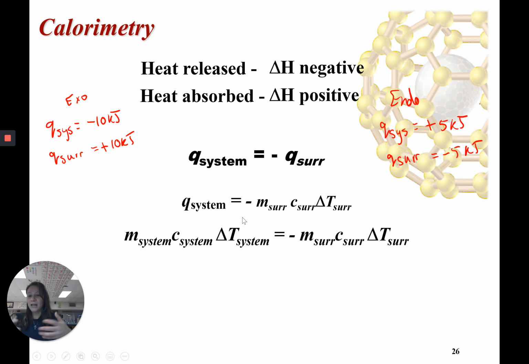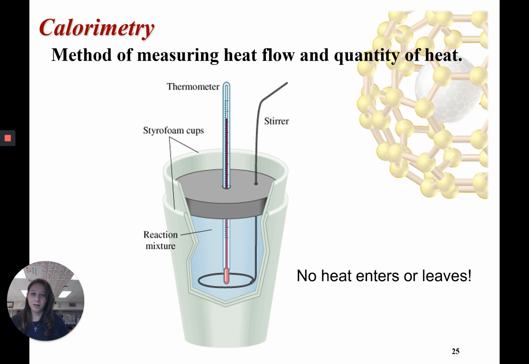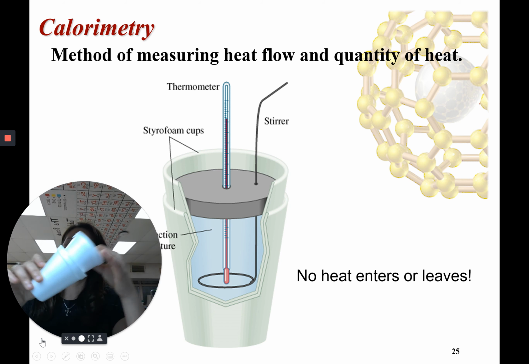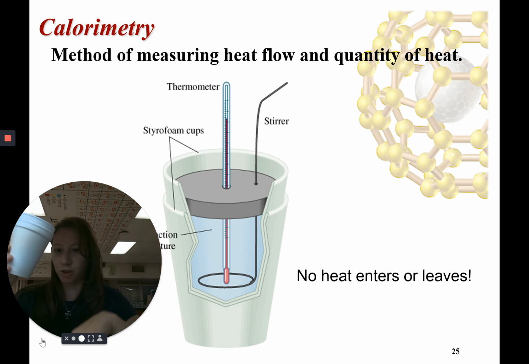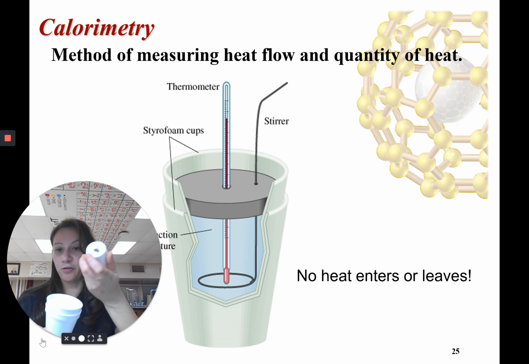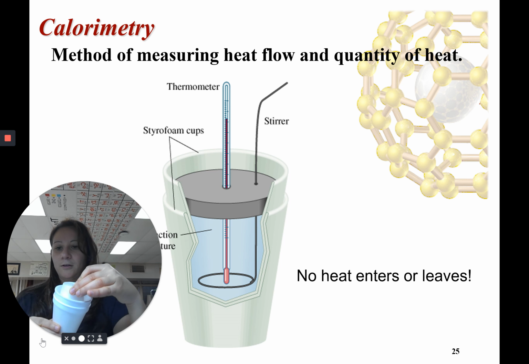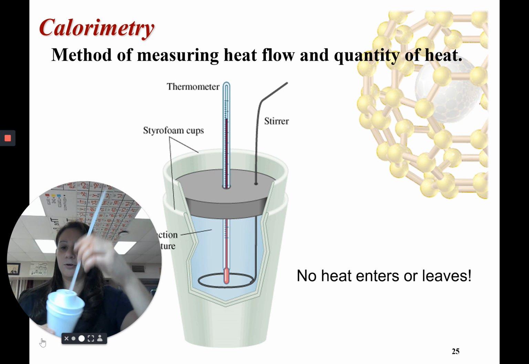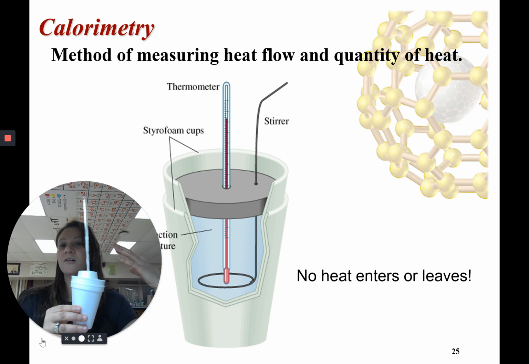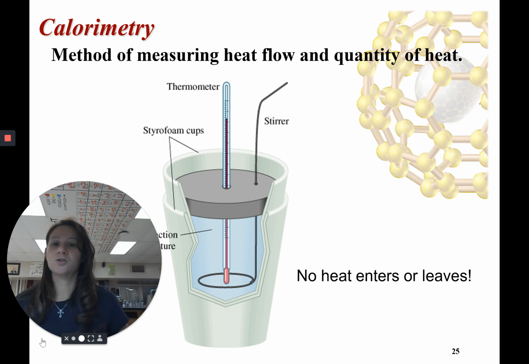So how do we actually do this? We use a calorimeter. This is a picture of the calorimeter that we're using in class. It's basically two styrofoam cups inside of each other for just insulation, and then half of a styrofoam cup that has a hole in it, and a thermometer. This is what we call a coffee cup calorimeter. So this is a picture of a coffee cup calorimeter.